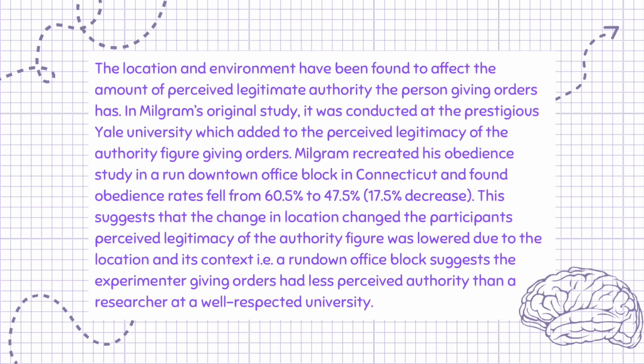Milgram recreated his obedience study in a run-down office block in Connecticut and found obedience rates fell from 65% to 47.5%, a 17.5% decrease. This suggests that the change in location lowered the participants' perceived legitimacy of the authority figure due to the location and its context, i.e., a run-down office block suggests the experimenter giving orders had less perceived authority than a researcher at a well-respected university.